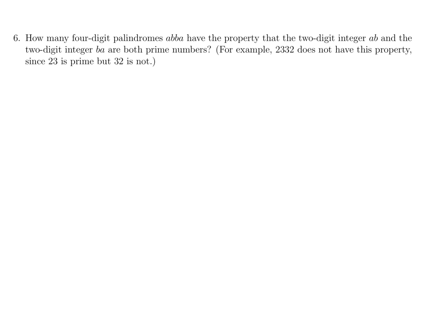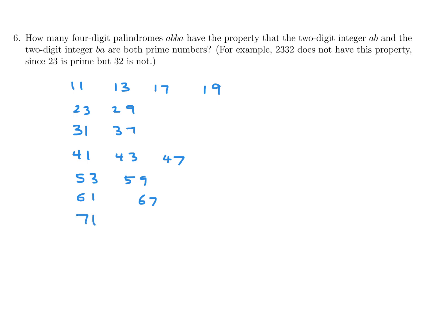How many 4-digit palindromes ABBA have the property that the 2-digit integer AB and the 2-digit integer BA are both prime numbers? Well, the first thing I think we need to do is list all the prime numbers that are 2-digit. And let's see if I remember: 23, 29, 31, 37, 41, 43, 47, 53, 59, 61, 67, 71, 73, 79, 83, 89, and 97. Okay, so now how many are these?